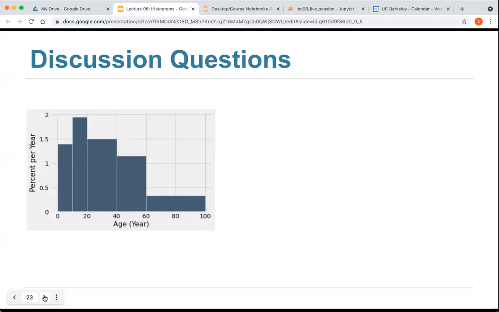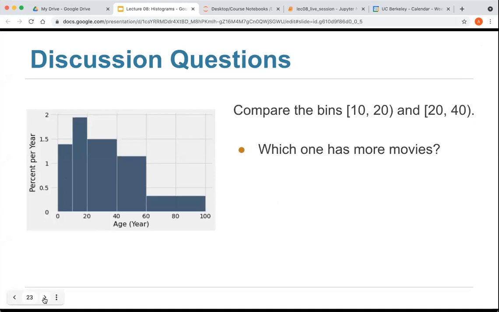Okay, so there's our histogram that we have. And I have a question for you. I want you to compare the 10 to 20 bin, that's this one, with the one next to it. Which one has more movies? The one which has the bigger percent of movies has more movies. Percent is represented by what? Percent is represented by area. So you want the one that has the bigger area. Of those two, which one has the bigger area?